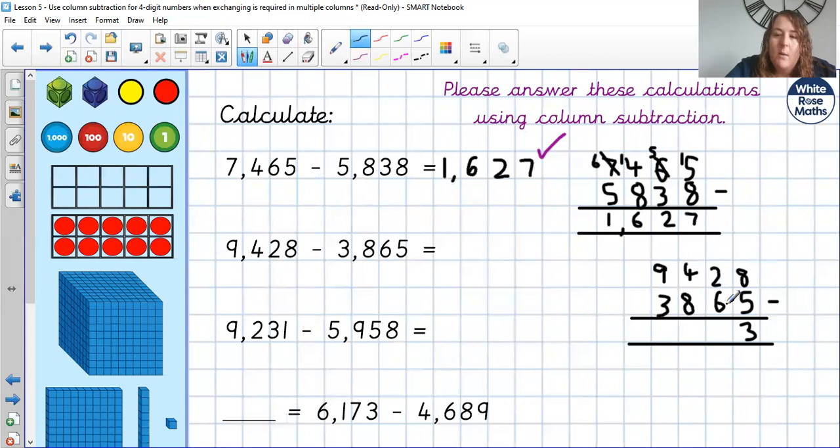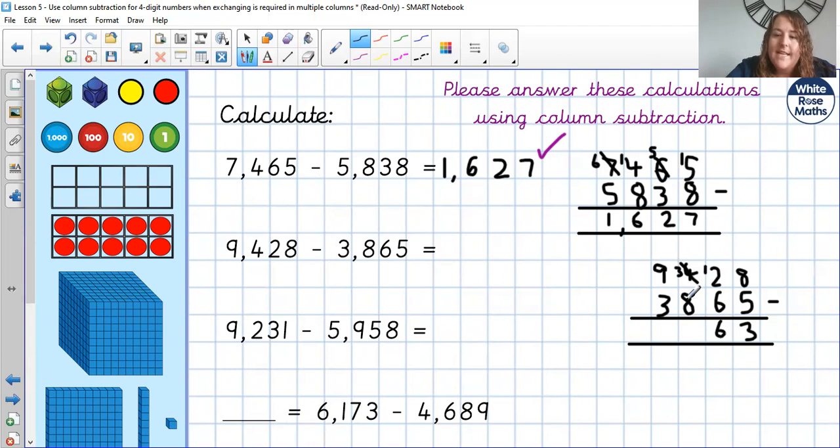Tens column, 2 take away 6. Now I can't do that, so I'm going to be crossing out my 4 and exchanging, leaving a 3 there and popping my 1 next to my 2. So I've now got 12 tens. And 12 take away 6 is 6.